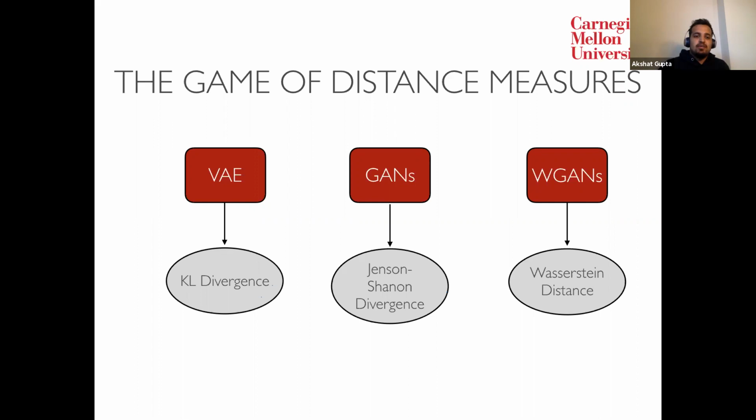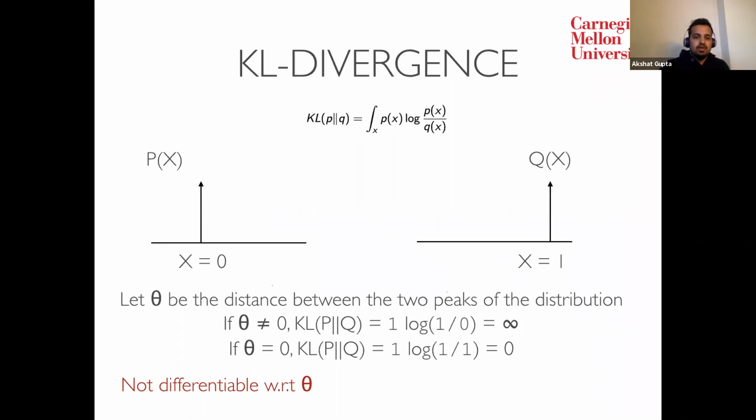If I say that GANs are better than VAEs and WGANs are better than GANs, I might be implying that the distance metrics we're using are better than the others. In the next few slides, I'll try to give an intuition of why that's the case. So let's start with KL divergence.